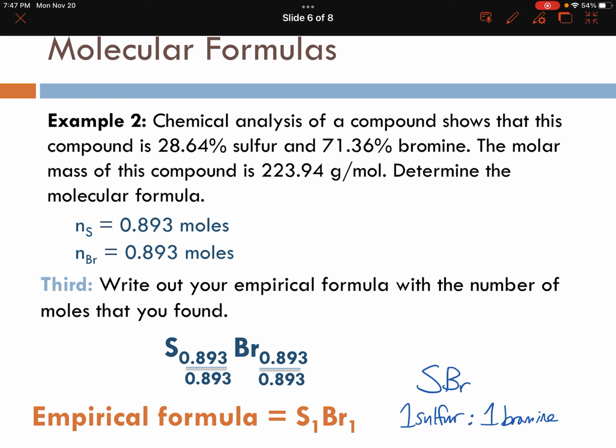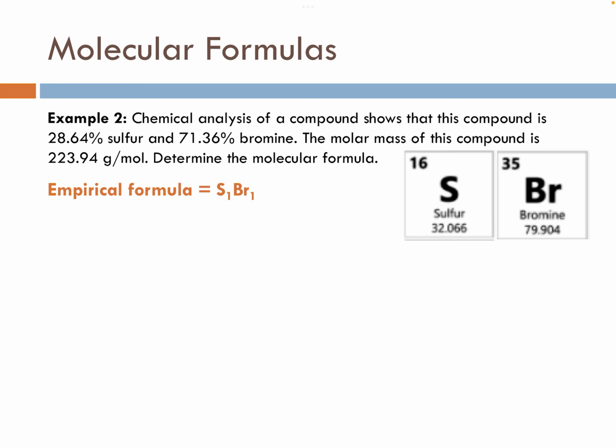All right, but we're not done, right? That just tells me the empirical formula. What I need to find is the molecular formula. So I now need to do that new last step that we've just added, and that is to find the scaling factor that I have to multiply both of those subscripts by in order to scale it up to whatever it is. Maybe it's actually S7Br7, who knows? We'll find that out soon. So I'll write down my empirical formula, SBr. I've put the ones in just to make it super obvious.